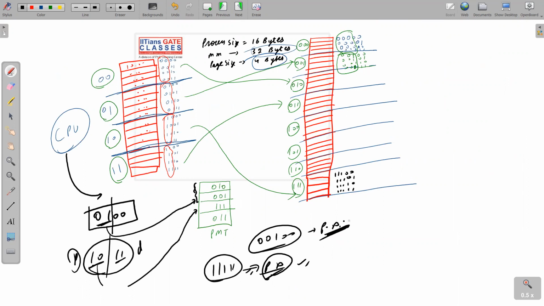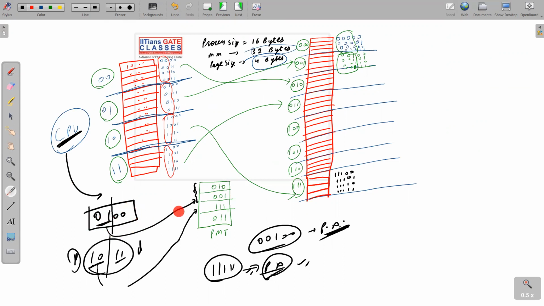Physical address is the actual address where that byte is stored. Logical address is the address generated by CPU, which is simply the byte number. That means the byte number which CPU wants to access. CPU does not know anything about paging. It will simply generate the byte number which it wants to access.